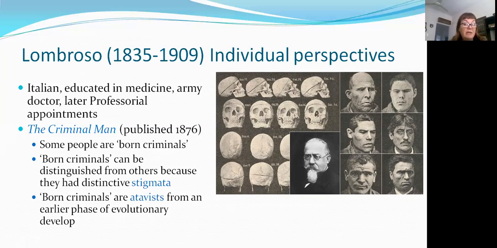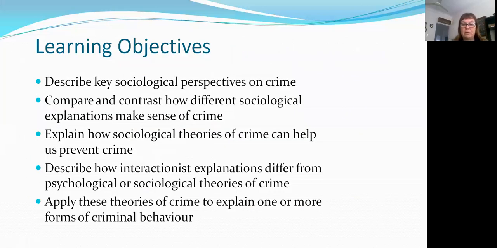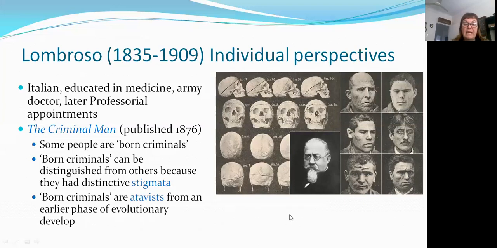So he was educated in medicine and was a doctor, and he was really interested in anatomy and physical traits. His book, The Criminal Man, was published in 1876. And it discussed how he believed that some people are born criminals and they can be distinguished from other people because they had distinctive stigmata, and we'll talk about what stigmata is in a minute. He also talked about the fact that born criminals are atavists from an earlier phase of evolutionary development. And again, we'll talk about that shortly, about what is an atavist.